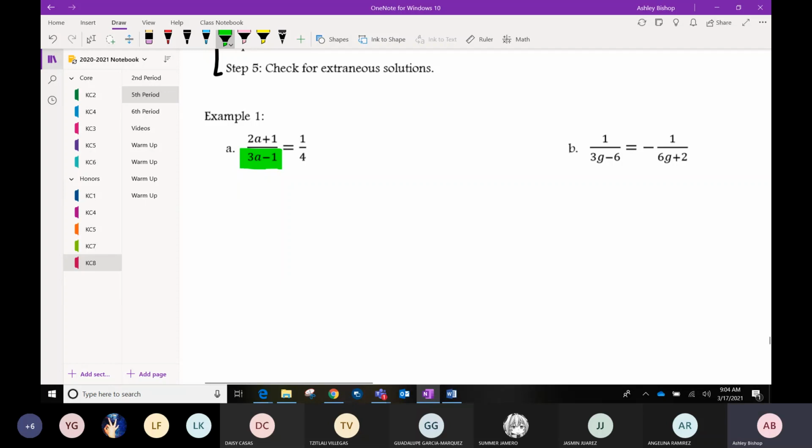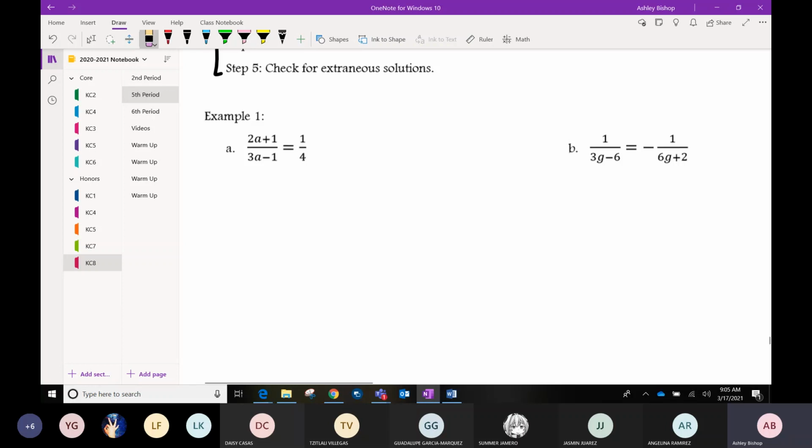So the very first thing we want to do is figure out what A cannot be, because if I have A be that certain value, it's going to give me 0 in the denominator. So let me show you what I mean. So you're going to have an example like this. And the question is going to say solve for X, or in this case, solve for A, excuse me, we're working with A. Solve for A, but the very first thing you need to do is check for any extraneous solutions. What I mean is we need to figure out what A cannot be.